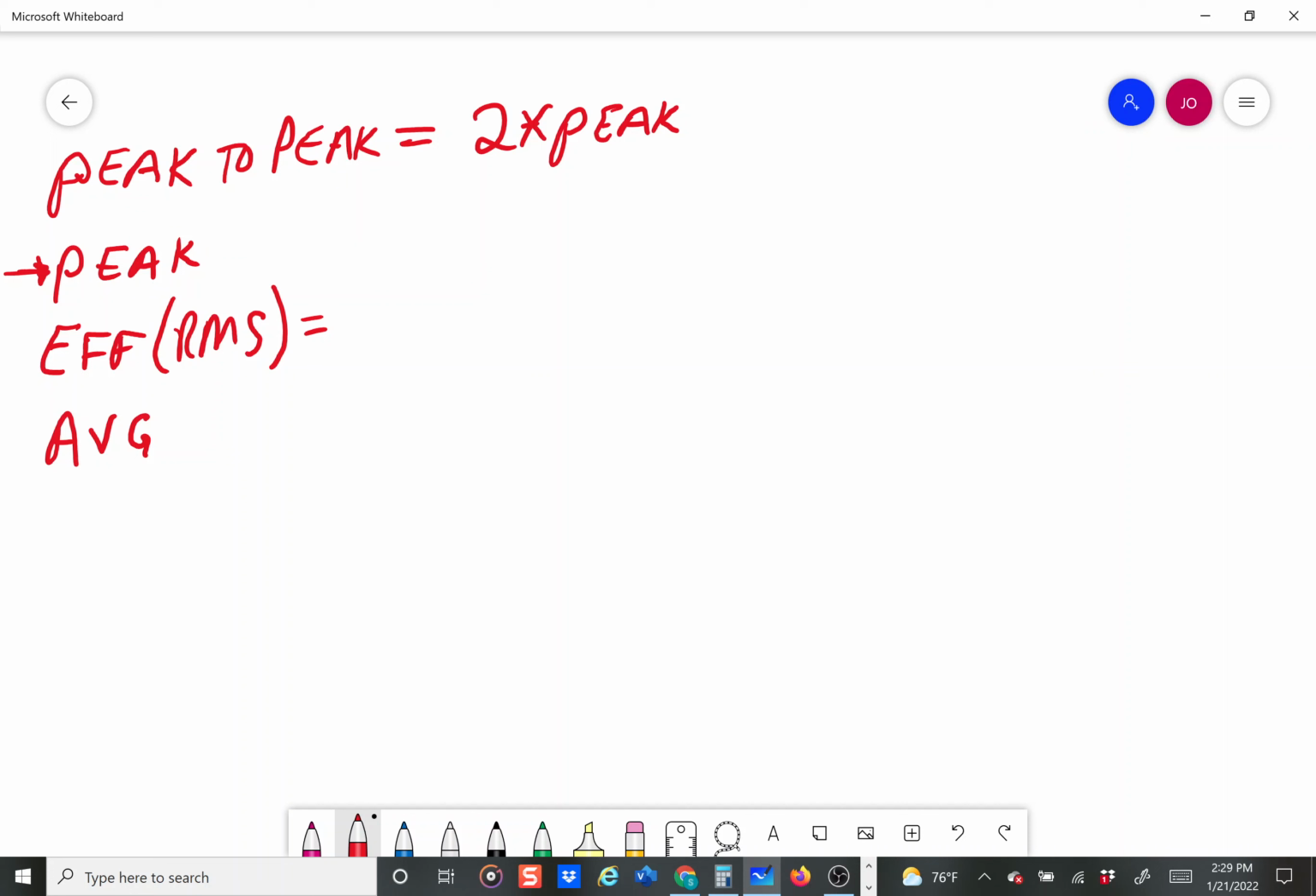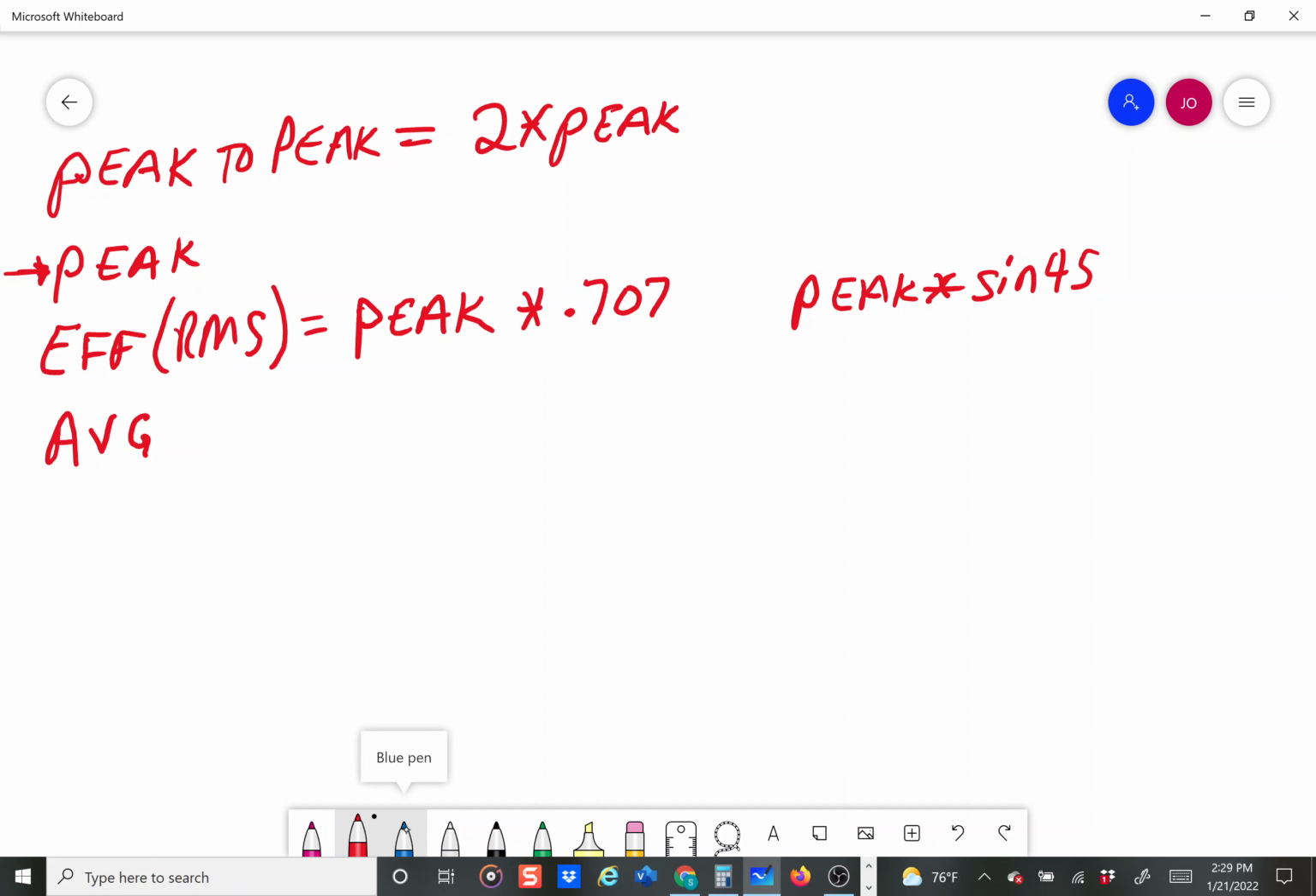So my RMS value or effective voltage value is going to be either the peak voltage times 0.707, which is the same thing as peak voltage times the sine of 45. Okay. In fact, we'll do this way. So those are the same values.